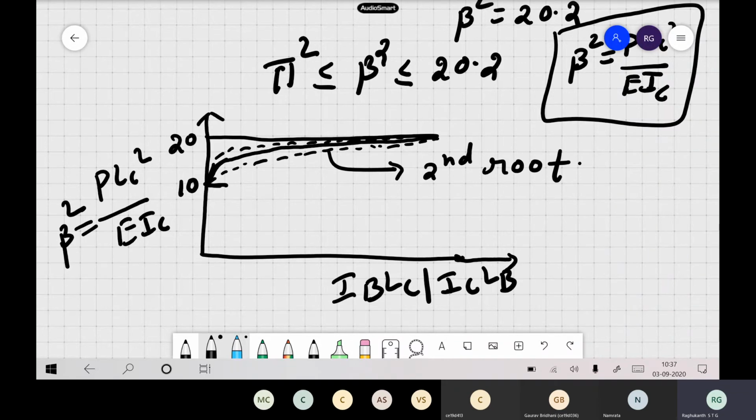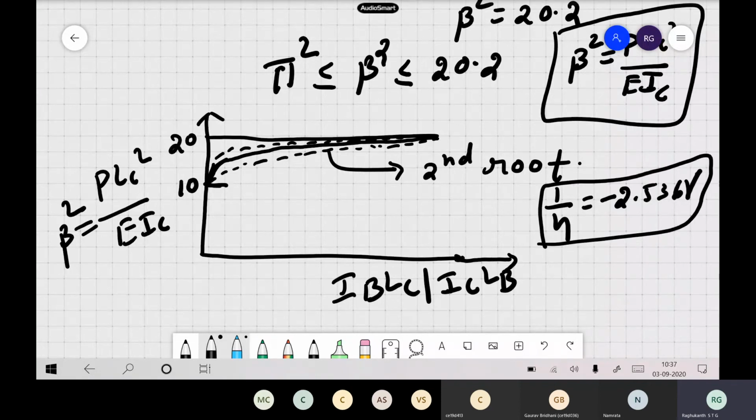Okay, so this is how you can calculate for frames, and you can verify also. The second root is the lowest, that is 1 by eta is minus 2.536 times gamma. These are the lowest root given by the second root. The roots, when IB tends to 0 and when IB tends to infinity, all three roots collapse towards 9.87 on one side, and towards 20.02 on the other side. So this is how we can calculate for the two-bay frames.